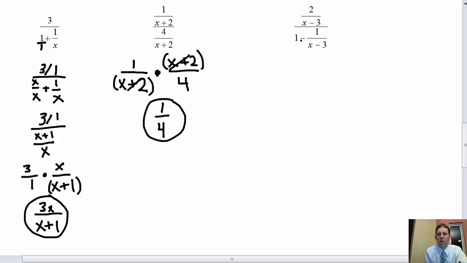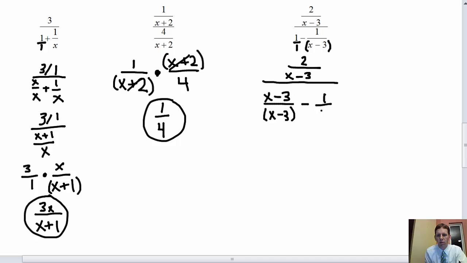Last example. We have a fraction divided by 1 minus a fraction. So I'm okay with the 2 over x minus 3. What I am going to need to simplify, though, is the big denominator here. So it's going to be all divided by, you can think of x minus 3 as being a factor, and this is like 1 right here. So what I need to do is multiply the first fraction by x minus 3 over x minus 3. And that's going to give me x minus 3 over x minus 3. And then this is minus 1 over x minus 3.